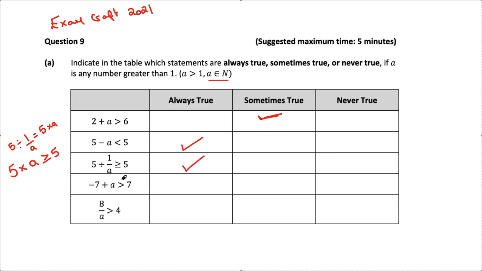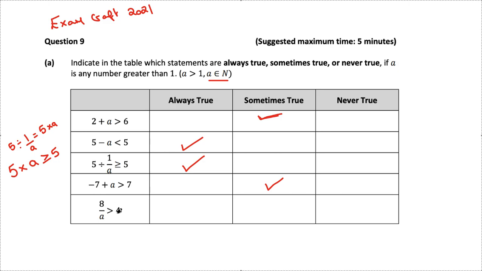Is minus 7 plus a always greater than 7? No, it won't always be true, because if I add 2 to that, minus 7 plus 2, that's not greater than 7. So it's definitely not always true. What about minus 7 plus 8? Well, that's still not going to work out, still going to be less than 7. But if I push it out to 15, minus 7 plus 15, then it is going to be greater than 7, because minus 7 plus 15 will give me 8. So it can sometimes be true.